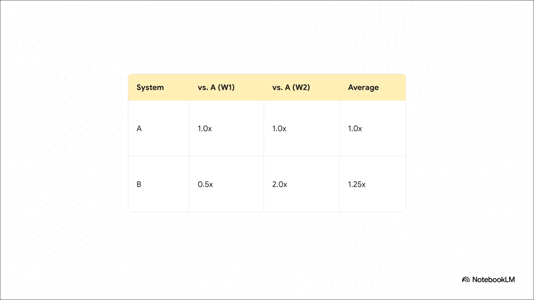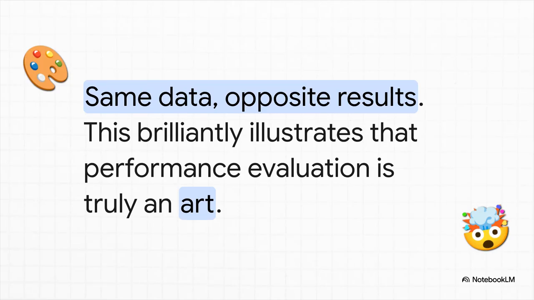Because what happens if analyst B comes along, looks at the exact same data, but decides to measure everything relative to System A instead? Well, now System B is half as fast on the first job, but 2 times faster on the second. The math flips completely. All of a sudden, System B is the clear winner, also by 25%. This is just brilliant, right? You have the same raw data leading to two totally opposite conclusions, and both are technically correct. This whole ratio game, as it's called, shows that you can't just blindly look at the numbers. Evaluating performance is a subtle art.